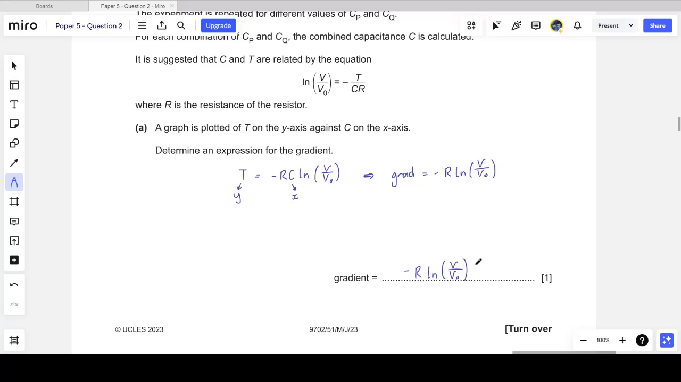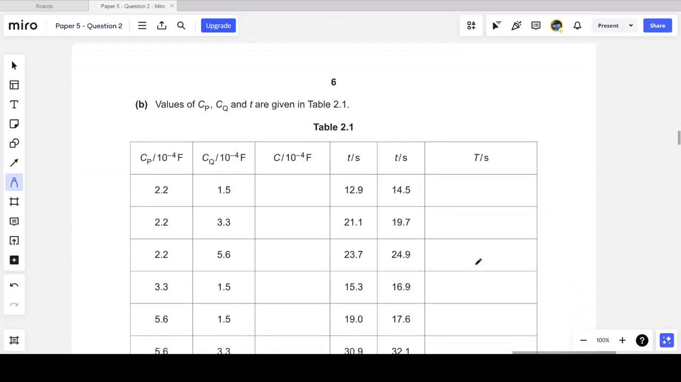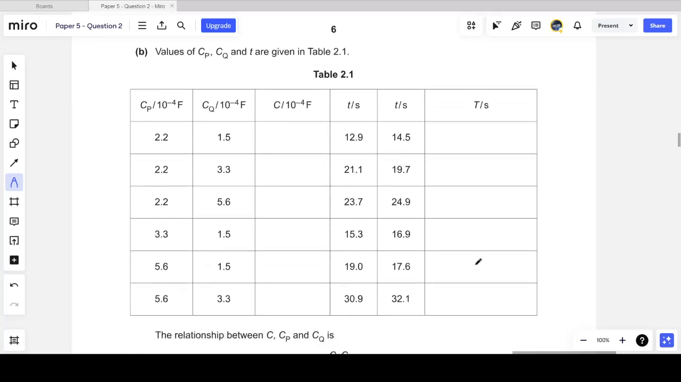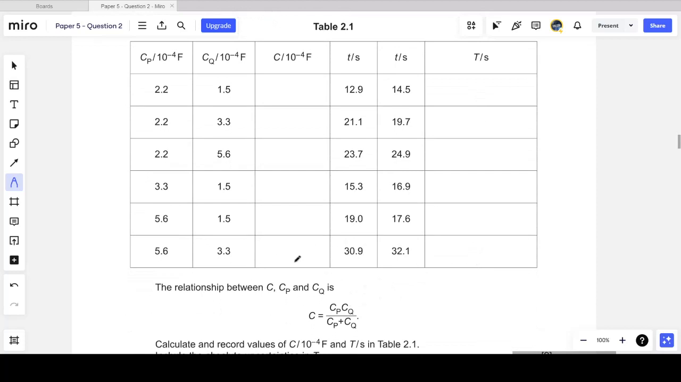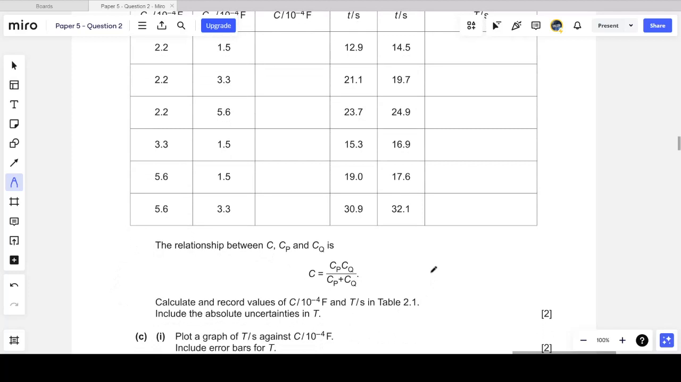And so we obviously know we're going to move on to the table. Now the table can be quite complicated. We are given values of Cp, Cq, and t, where t is the measured time for the discharge to happen. And we are told that the relationship between C, Cp, and Cq is given by C is Cp Cq over Cp plus Cq. Now again, this is a relationship you would know, but they would usually provide you with this relationship. And again, it's not testing your knowledge of the physics, it's testing your knowledge of, well, how well you work in the lab, your lab skills.